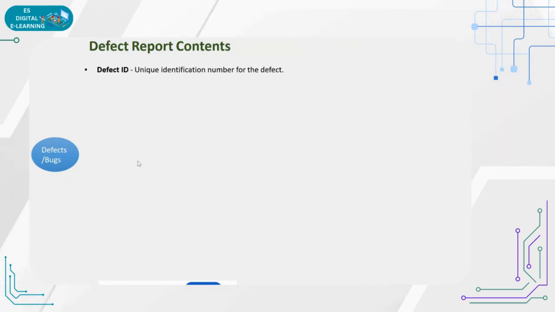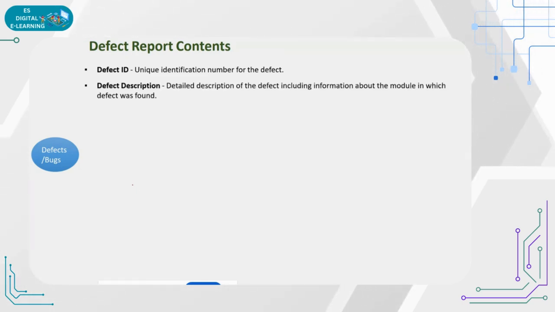Now let's understand what the defect report contents are. A defect report contains a defect ID and defect description. Whenever you create a Jira ticket, you will get one number. And the defect description is, for example, that the fan component is not working as expected. You need to give a detailed description.